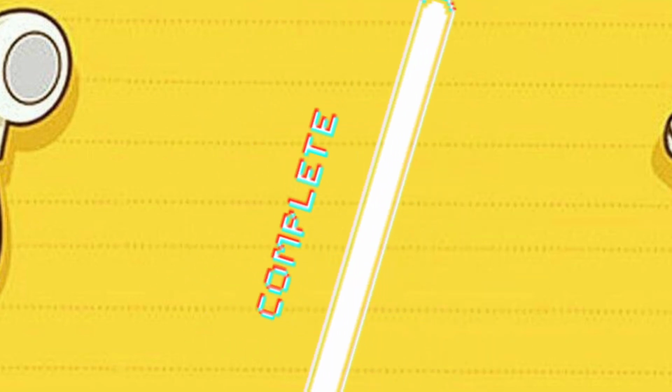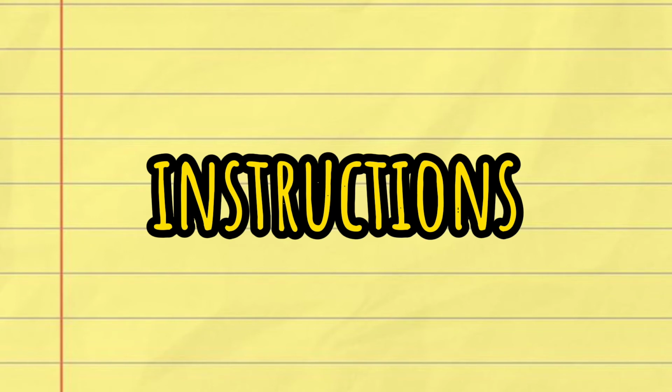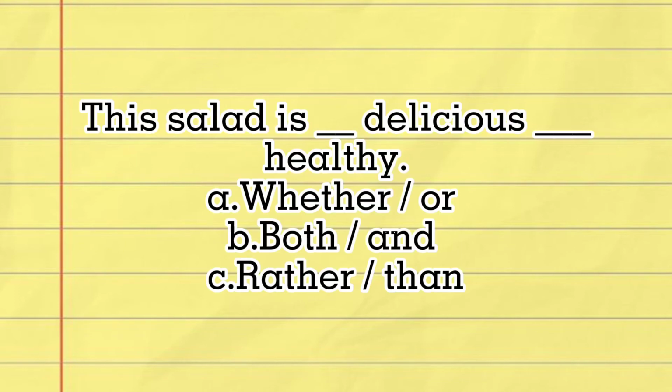Okay, now that we already have the correlative conjunctions and their examples, we will have a practice test. Please tell me what correlative conjunctions suit the given sentences. Let's have number 1. This salad is blank delicious, blank healthy. A. Whether, or. B. Both, and. C. Rather than.